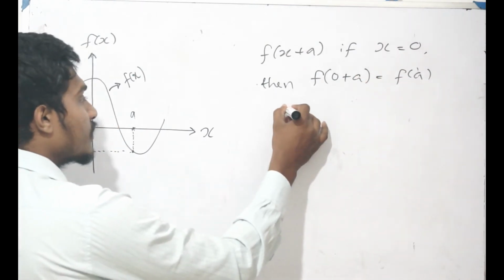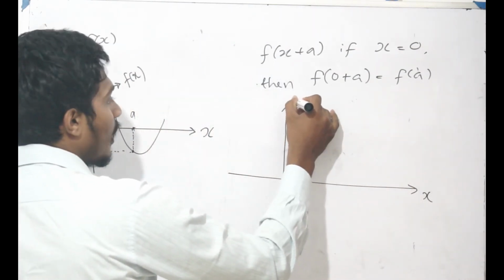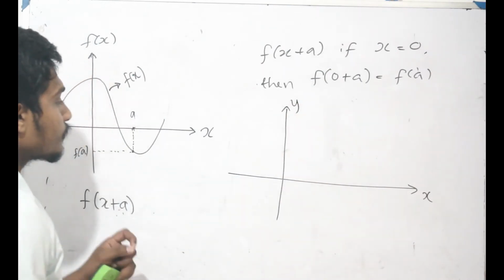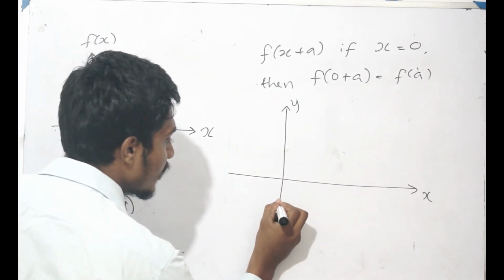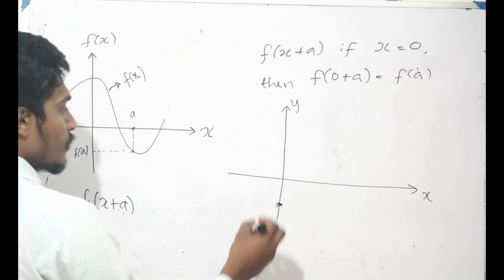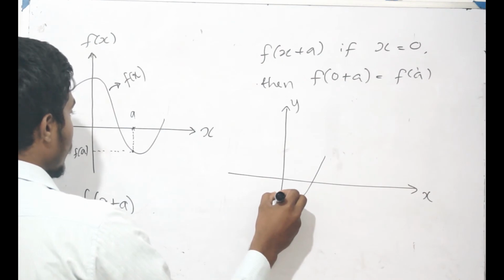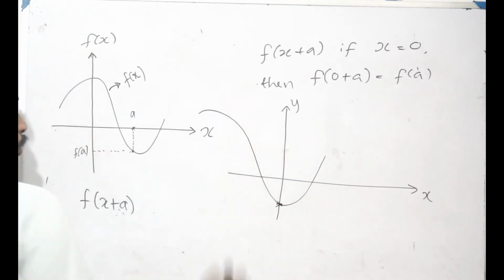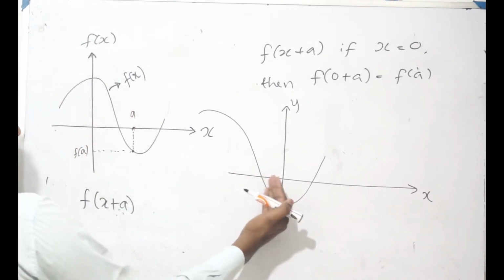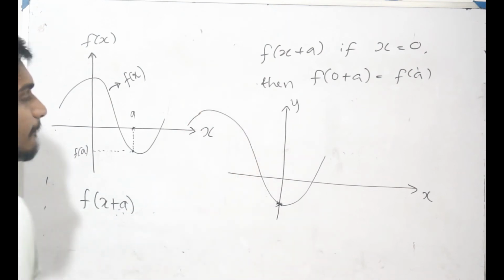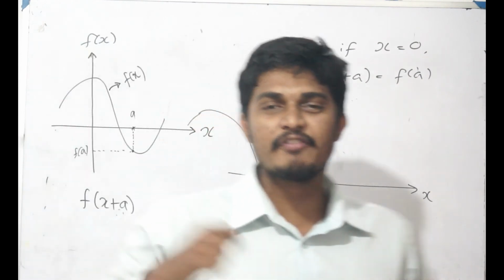So if you sketch the graph of f of x plus a, this is going to be your x-axis, and this is going to be your y value. Now this graph is going to shift all the way towards the left side. Which means this is going to be your f of a value. The graph would look something like this. So this graph has shifted towards the left-hand side. That is the idea of f of x plus a, and that is how f of x plus a behaves.